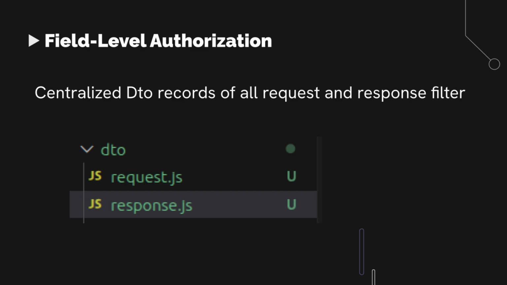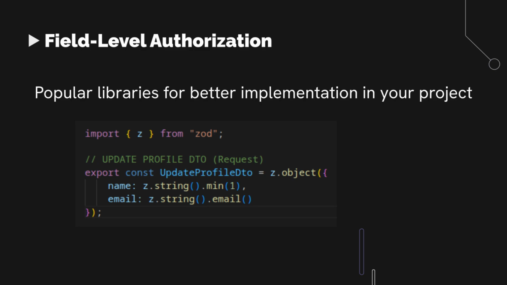To make this easier to maintain, it is recommended to use a centralized DTO approach, where all the request and response schemas are defined in one place. This creates a single source of truth for data validation and filtering across the application. It also makes security reviews easier because developers can quickly see what data each endpoint accepts and returns. Fortunately, there are several popular libraries in the JavaScript ecosystem designed specially for this purpose. Libraries such as Zod, Joi, and Class Validator allow developers to define schemas, validate incoming data, enforce data types, and filter unauthorized fields in a consistent and centralized manner.